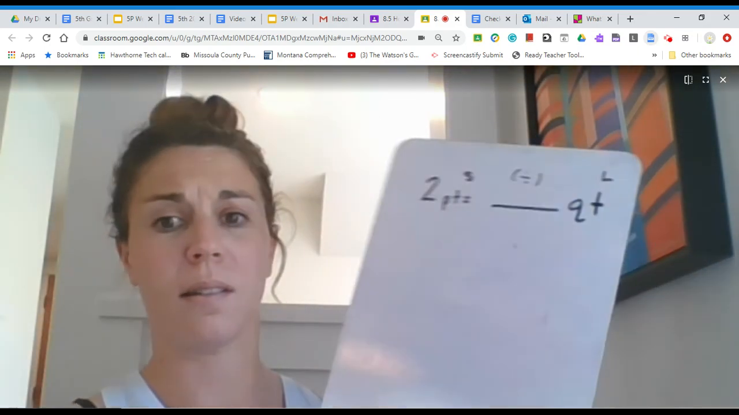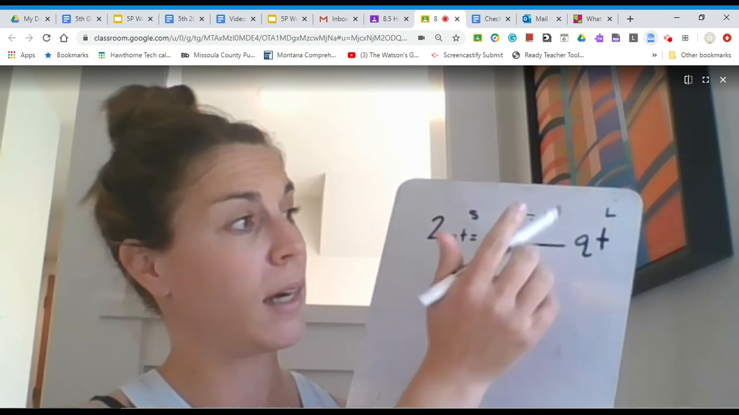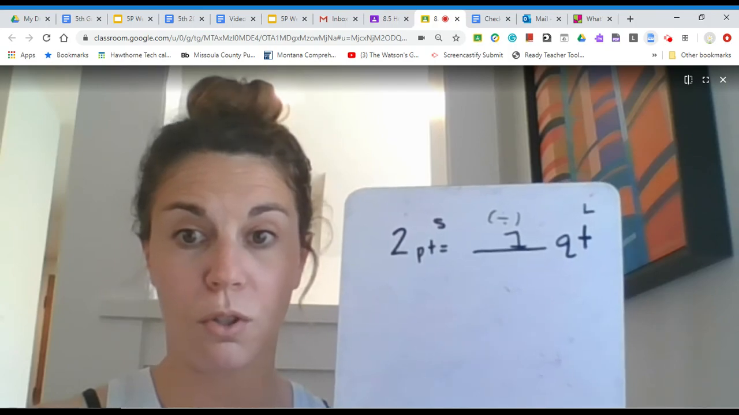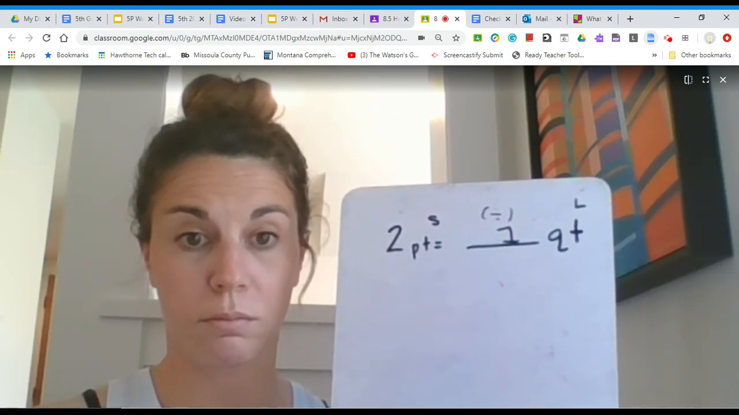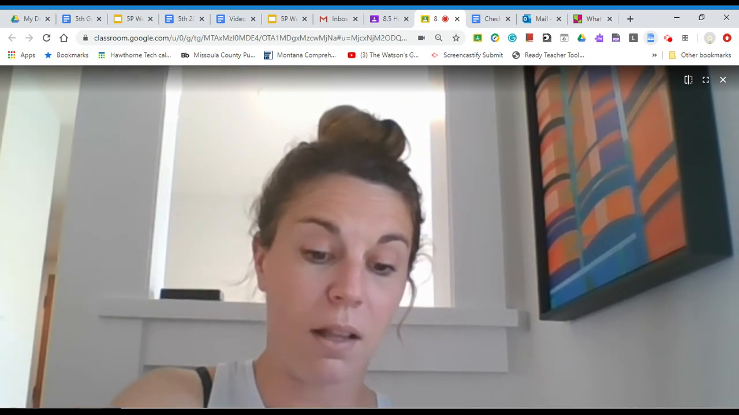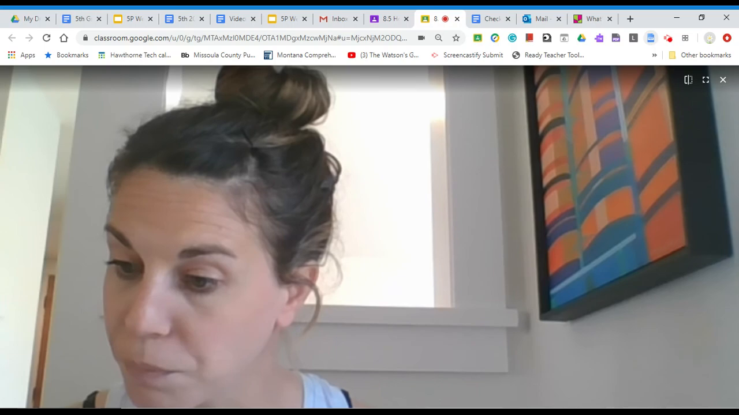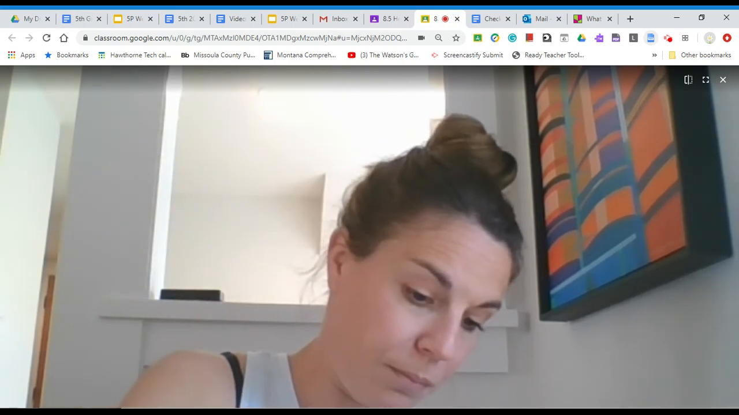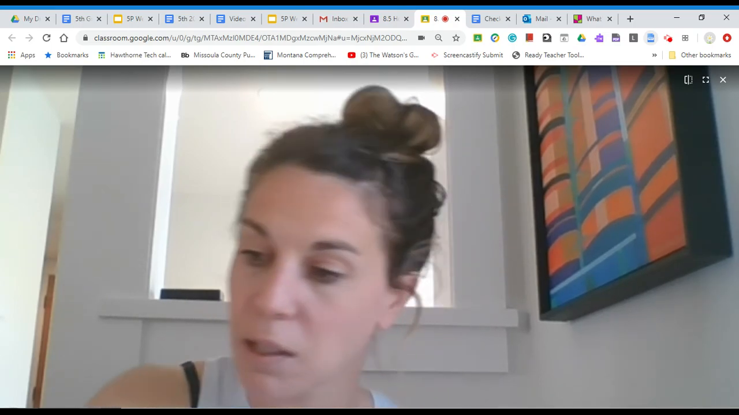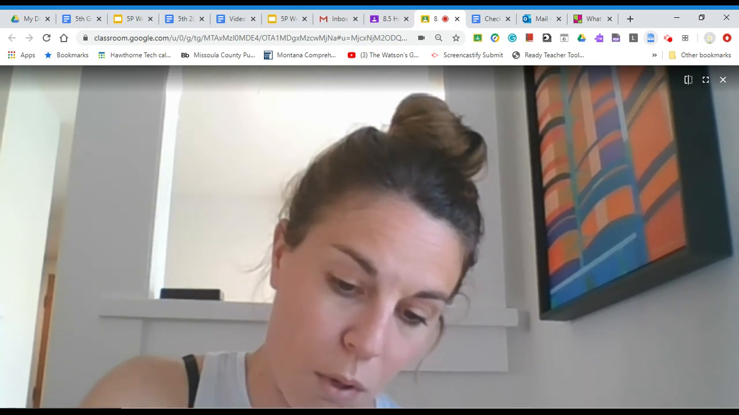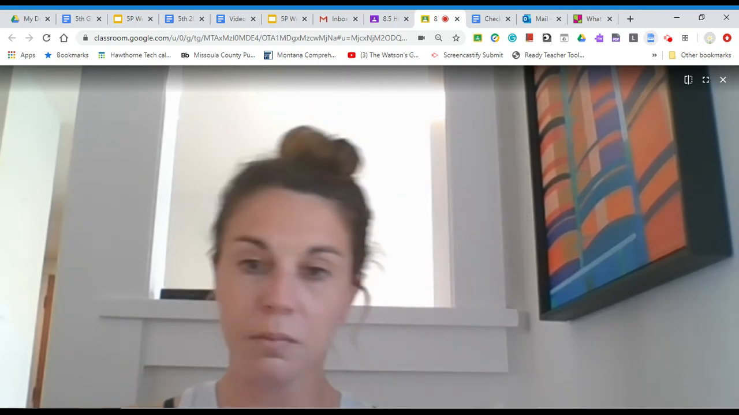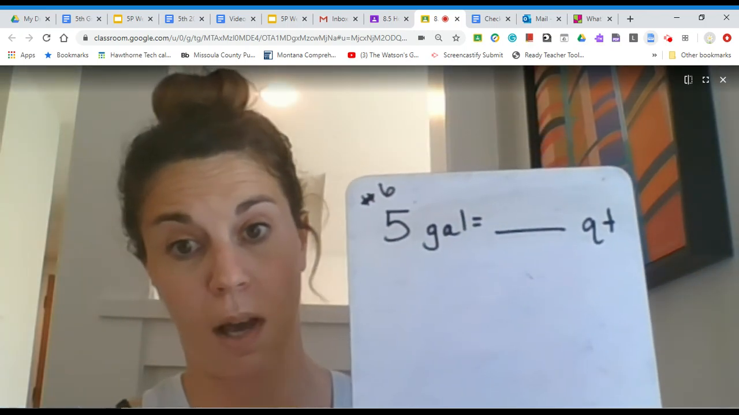So on some of these, you may not need to write an expression because you might just need to look and see that it's equal to 1 quart. So some of those first ones are going to be like that. Now let's do one where maybe it's not that simple. So what if we had this? We're going to do 5 gallons equals how many quarts? And this is going to be number 6.